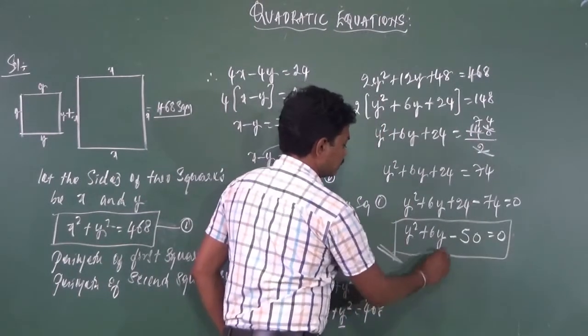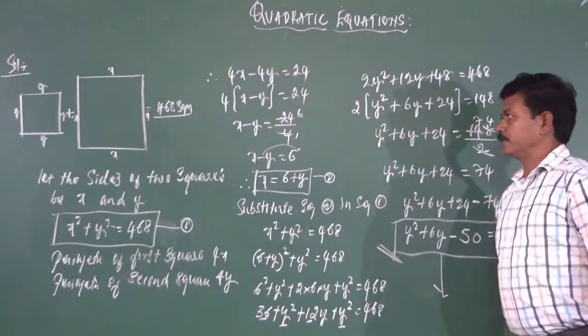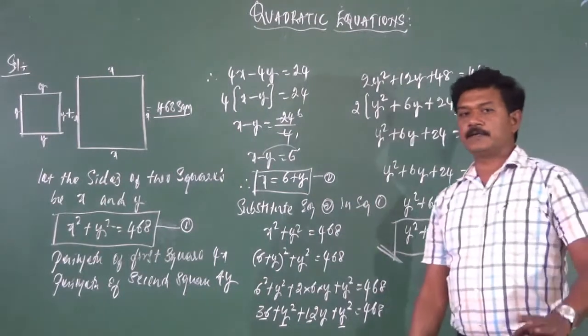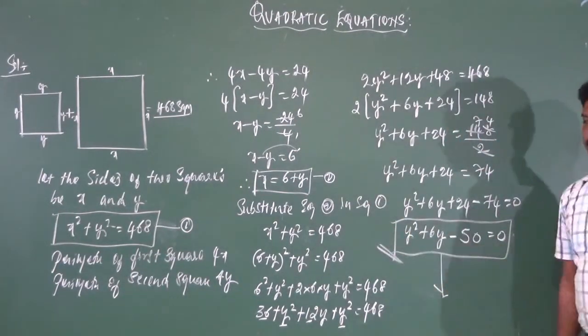So you have to solve this by the sum and product method. Right? So this will be for 3 marks. It was once asked in the Karnataka state syllabus final examinations. Right? Very important.